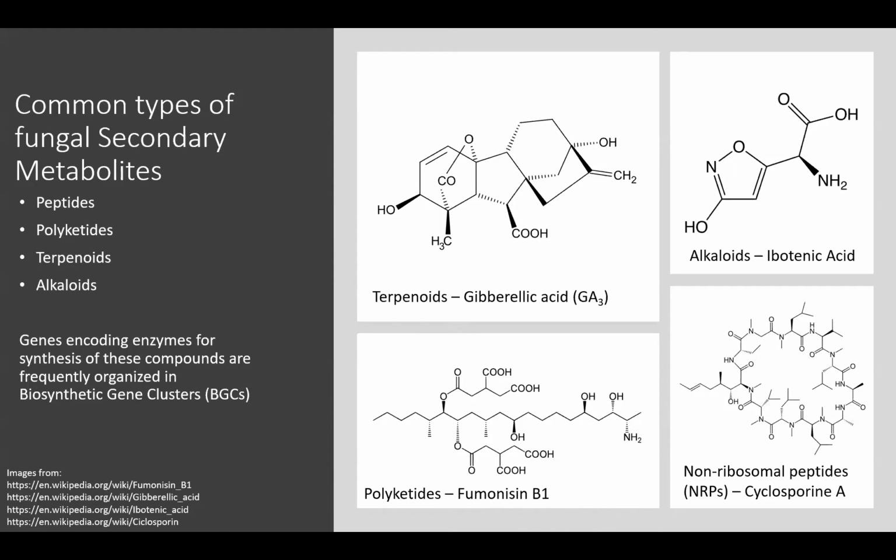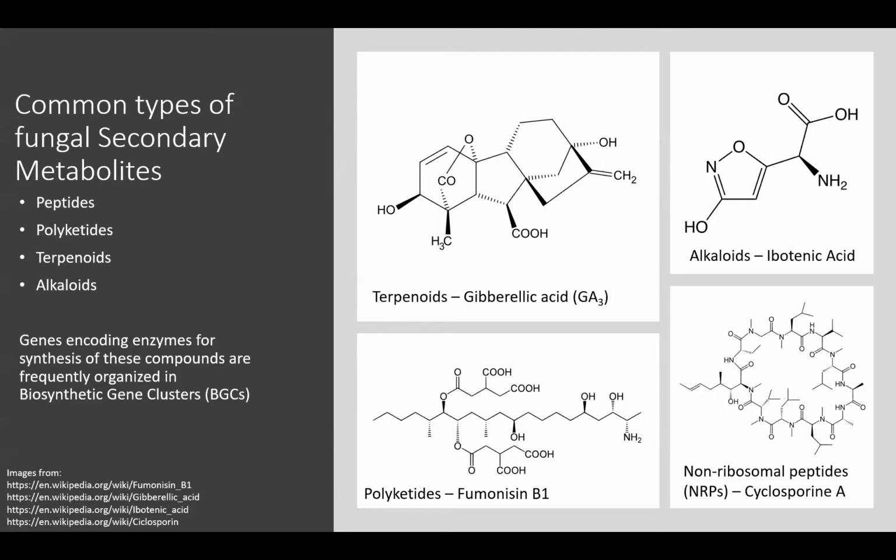So there are these different classes of secondary metabolites, but four of them are common secondary metabolites produced by fungi, and these include peptides, polyketides, terpenoids, and alkaloids. So each of these secondary metabolites can show a wide variety of functions, and to go over some of these different classes and functions, I have some examples here. So terpenoids, which as the name suggests are terpene derived.